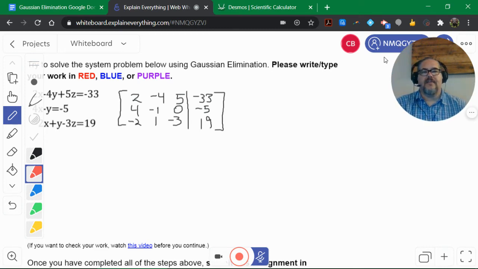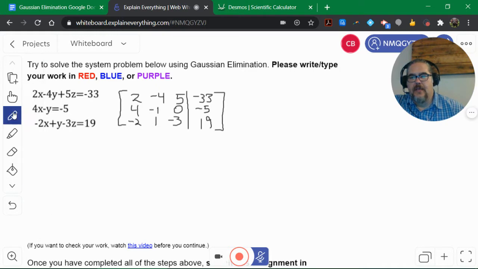Okay, so let's go ahead and take a look at our last problem. Now, I've already transferred over the coefficients and the constants. So if you haven't done that already, go ahead and pause the video and do that and then hit play. Okay, so if you'll recall, what we need to do is we're looking for everything below this group of numbers right here. We're looking for these values to be zeros, okay?